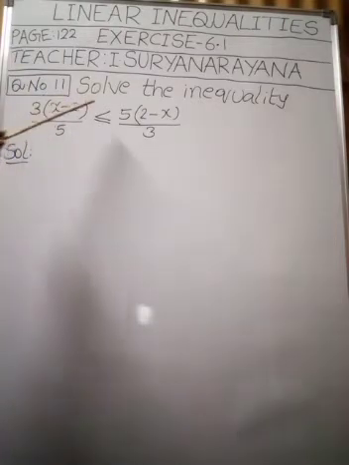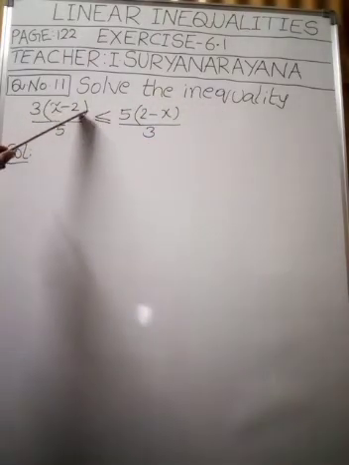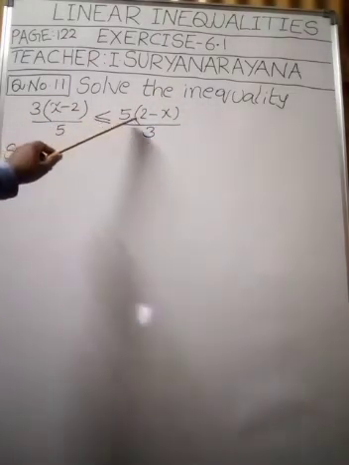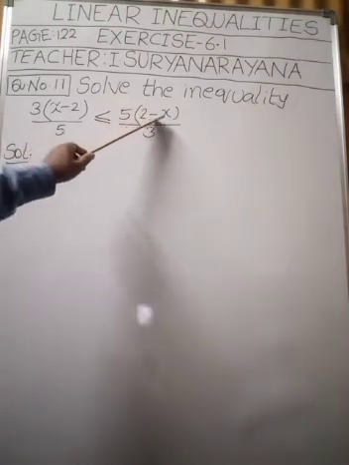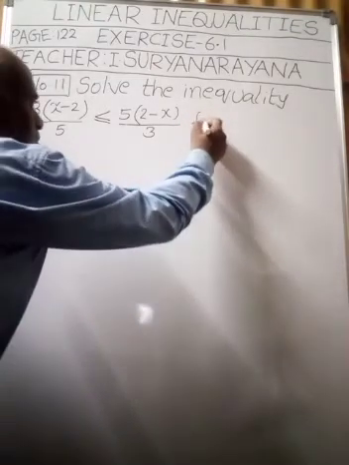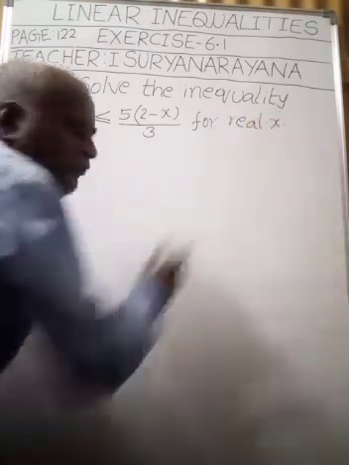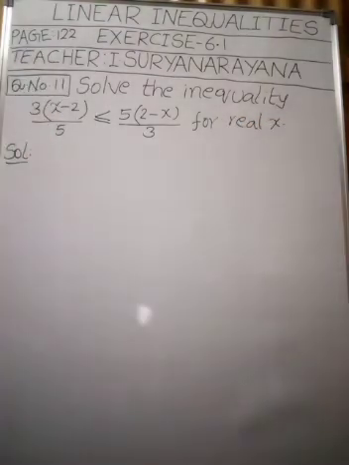Okay, my children. Solve the inequality 3 into (x minus 2) by 5 is less than or equal to 5 into (2 minus x) by 3. This is the given inequality. We have to solve this inequality for real x. Okay, my children?